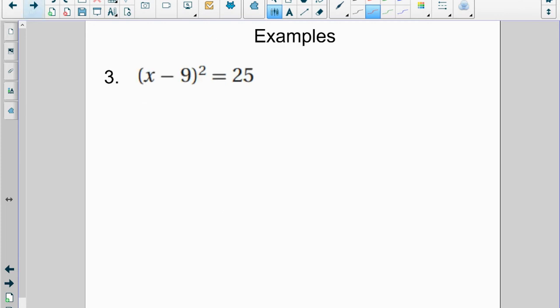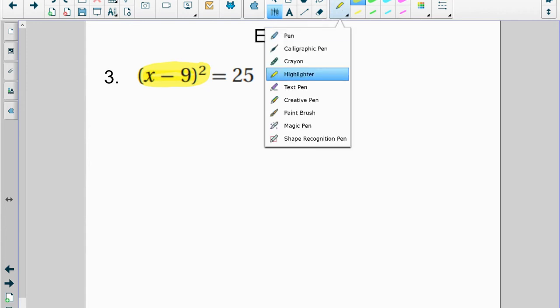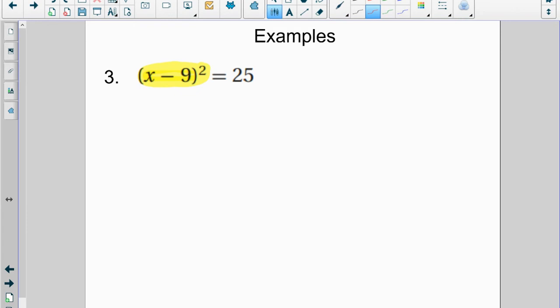Our third example, a little bit different this time. Now we have some parentheses. So when we think about what's being squared or raised to the second power, it's that whole thing. It's whatever's grouped together inside the parentheses that's being raised to the second power. So that already is by itself. It's isolated. So we are ready to basically just square up both sides right away.